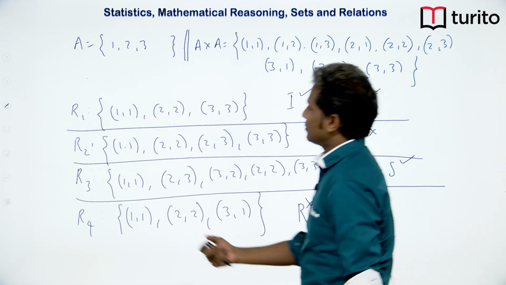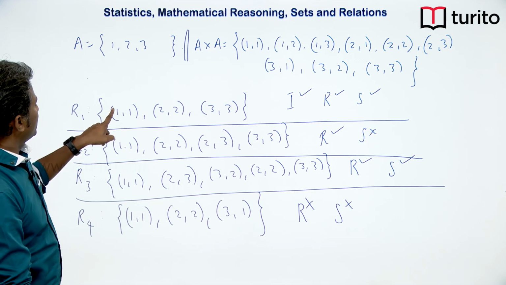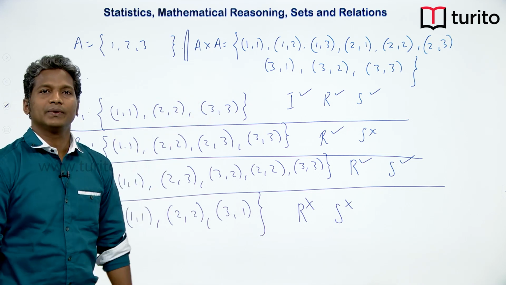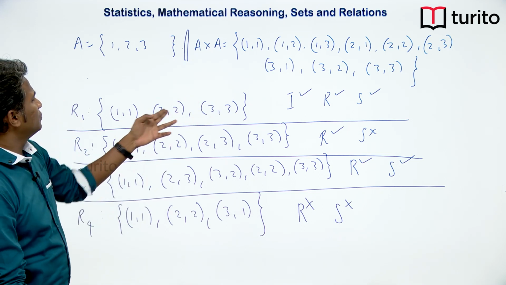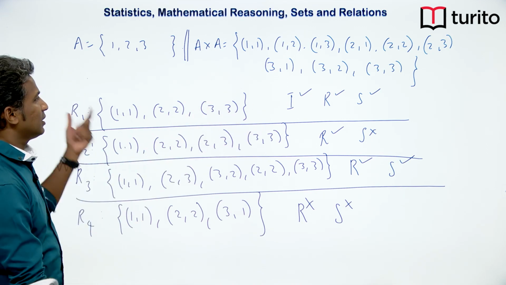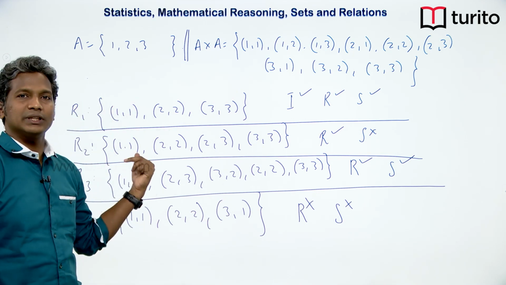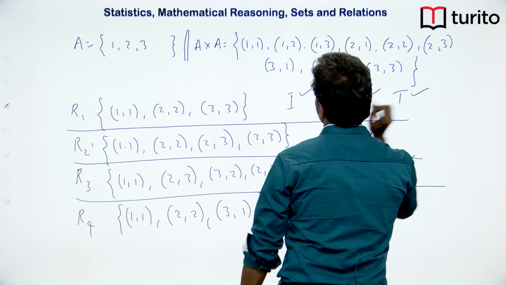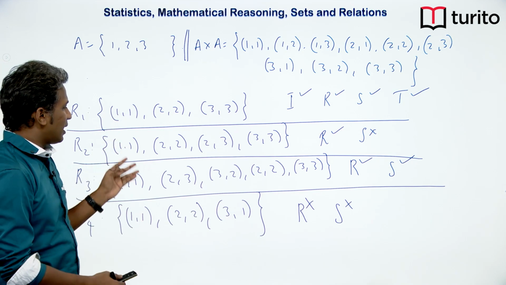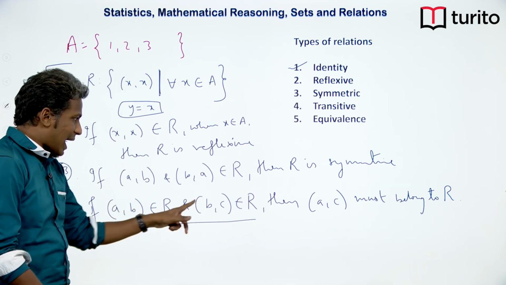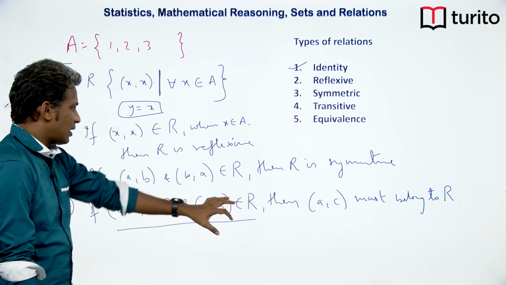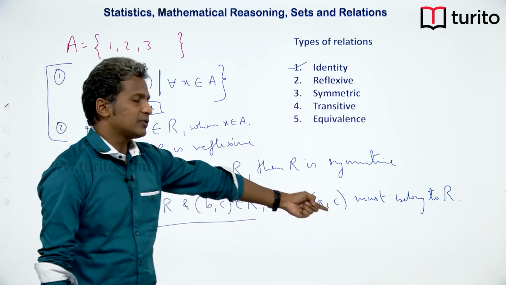So, let us look at this. Here A comma B is 1 comma 1, and there is no other element starting with 1. Similarly 2 comma 2, there is no other element starting with 2, and 3 comma 3, there is no other element starting with 3. Now tell me, is it transitive or not? Of course it is. This is transitive, because if I have A comma B and B comma C, only then I will check for A comma C. If I have only A comma B and I do not have B comma C, then I do not have to check A comma C.